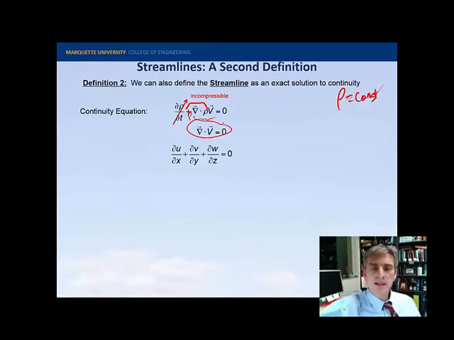So I'm going to expand this out. I'm going to go ahead and take the dot product. So the vectors are gone, and we're just left with the gradients of the scalars, which must sum to 0.